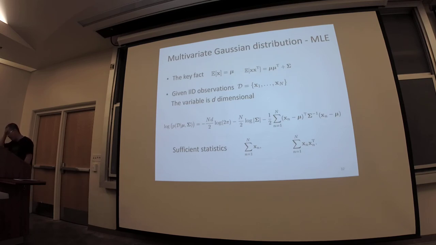And some facts you need to memorize. First, the expectation of the multivariate Gaussian is just mu, and the expectation of the outer product of the vector x times x transpose will be the outer product of the mean vector plus the covariance matrix. This is very basic, right? And then given IID observations, suppose you are given n vectors, how do you estimate the mean and covariance for the Gaussian distribution? This is a good practice for you to take matrix and vector derivatives. I will not put it in the homework, but I highly suggest you do that by hand.